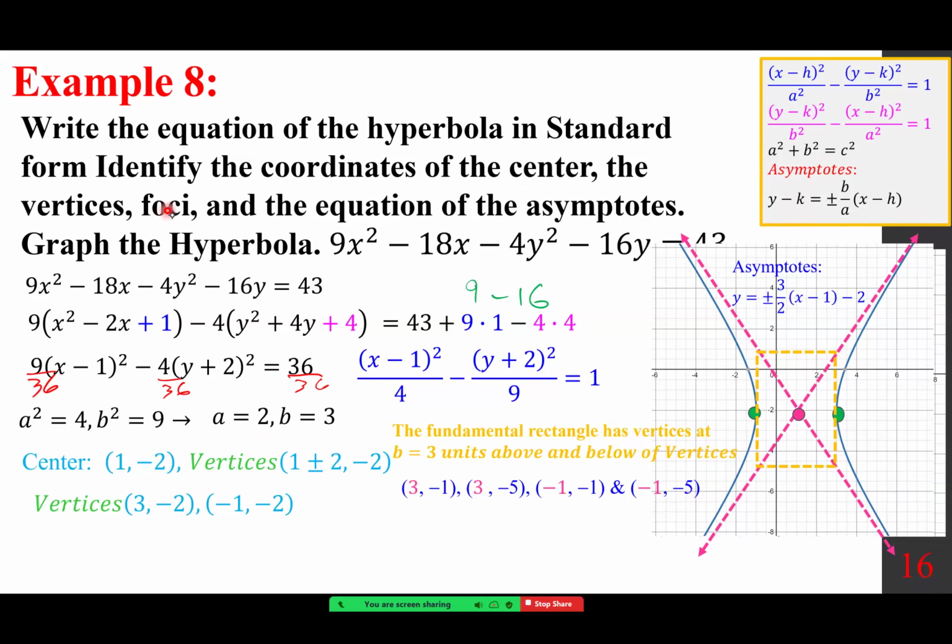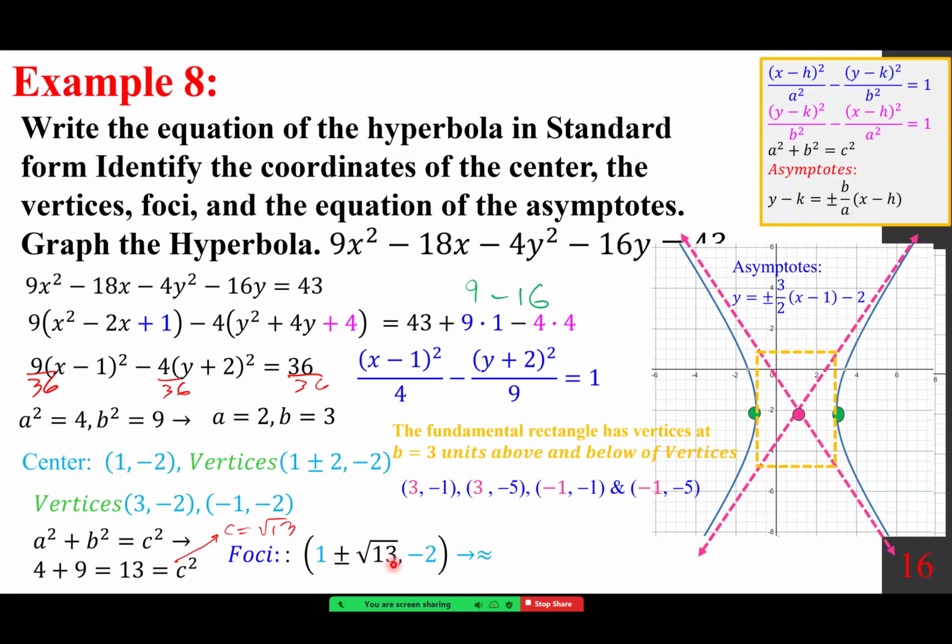To find the foci, we know a squared plus b squared equals c squared, which makes 4 plus 9 equals 13. And therefore, c equals square root of 13, everybody. So we go back to the center, c units to the right, that means add to 1, and c units to the left, that means subtract from 1. So we get 1 plus or minus square root of 13, negative 2.